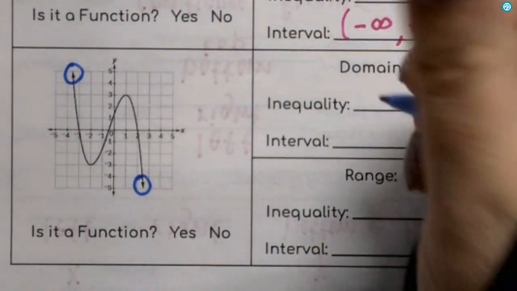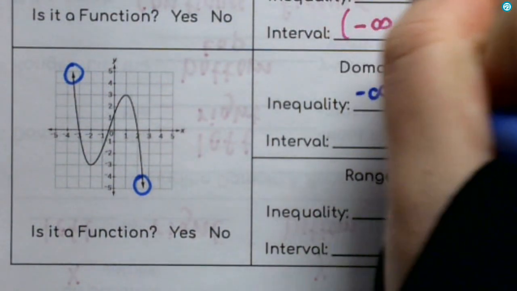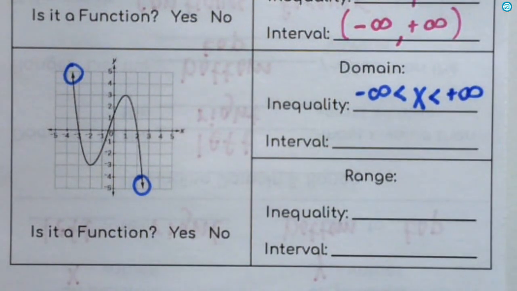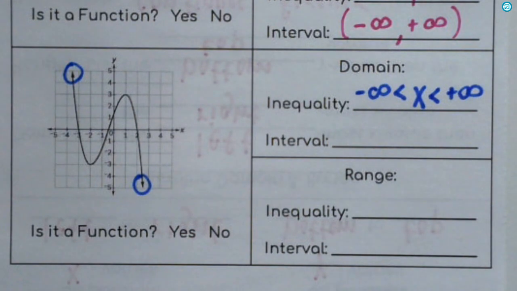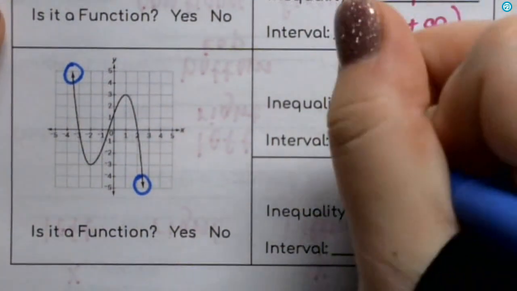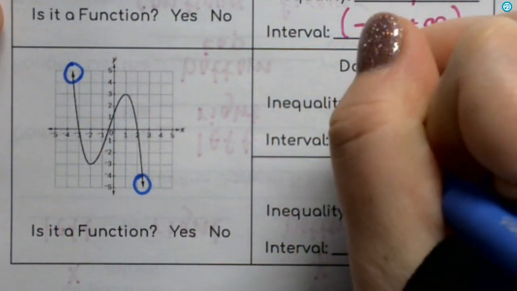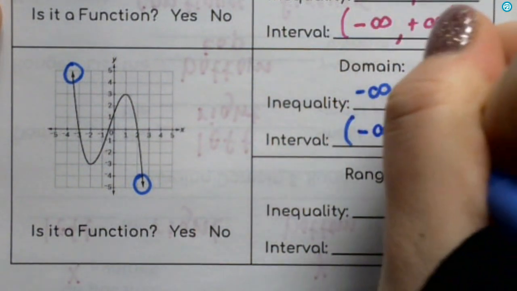So for my domain, this is going to be negative infinity is less than x is less than positive infinity. To write that in interval notation, we'll use parentheses because infinities always get parentheses, and it'll just be negative infinity, comma, positive infinity.